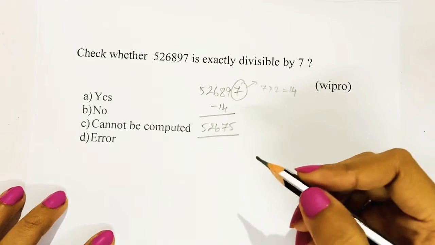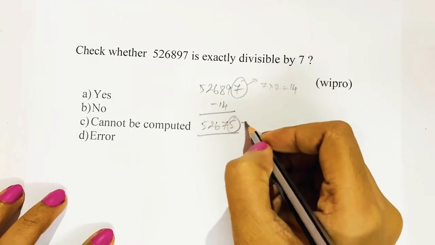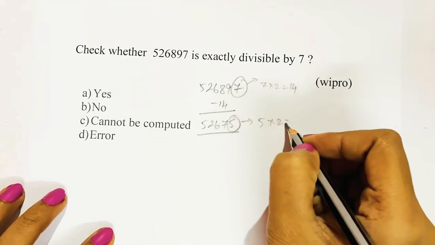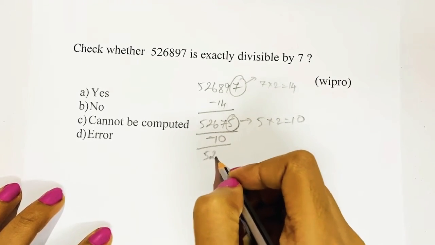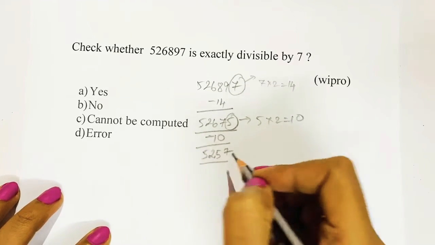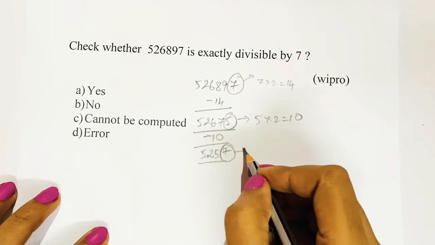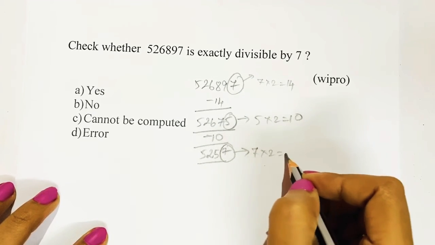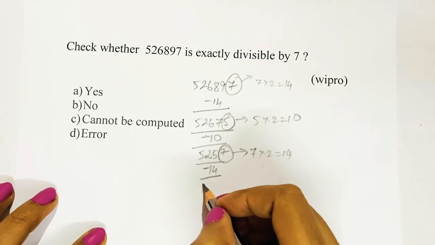To check whether 52675 is divisible by 7, we take the last digit out again, double it and subtract it from the remaining. So the number will be 5257. To check whether 5257 is divisible by 7, again we take the last digit out, double it and subtract it from the remaining. We will get 511.